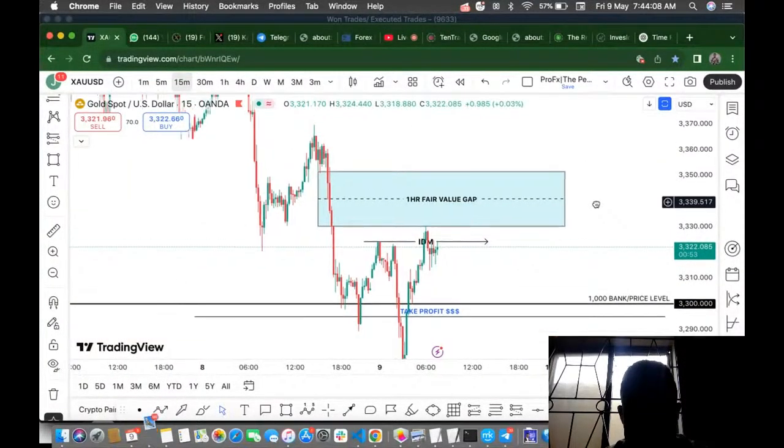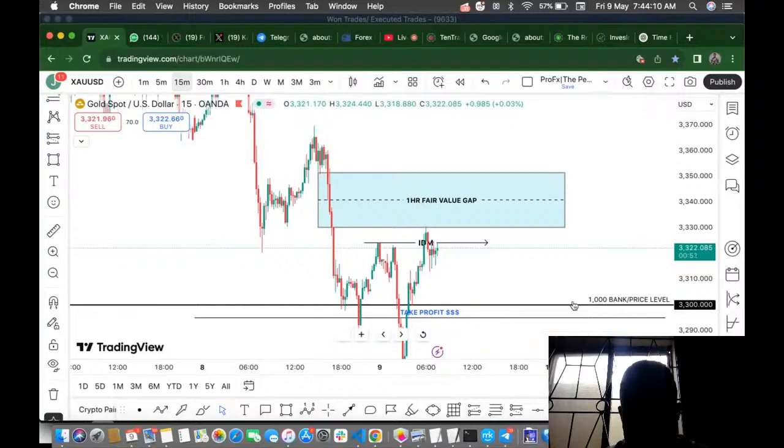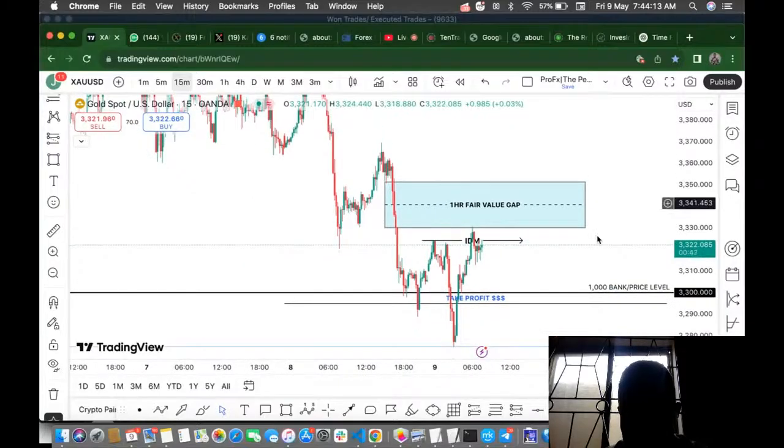Is that clear, guys? Is gold clear? This is the setup for gold.